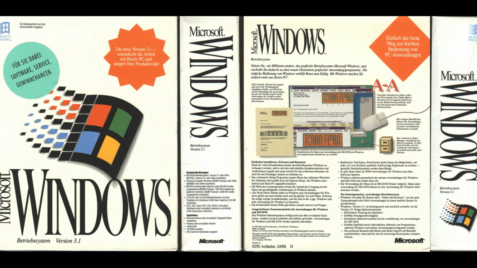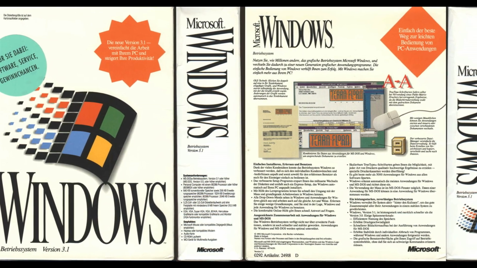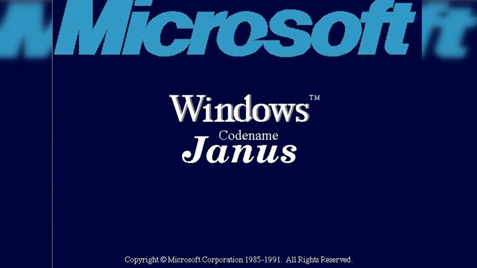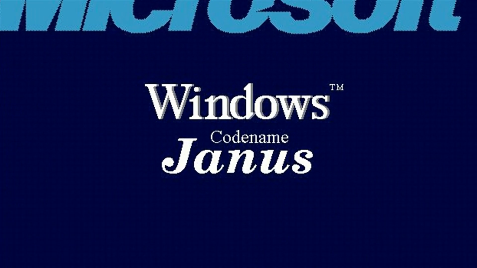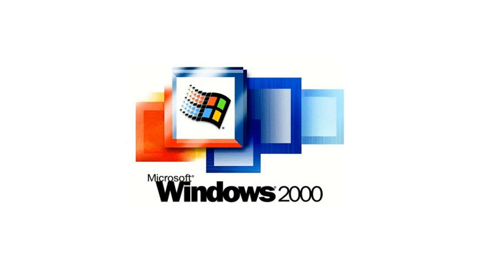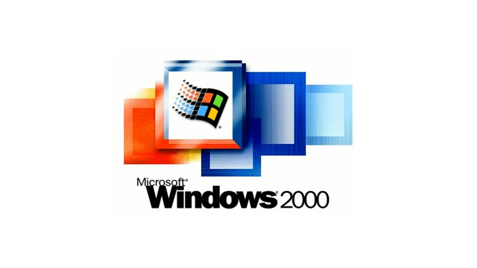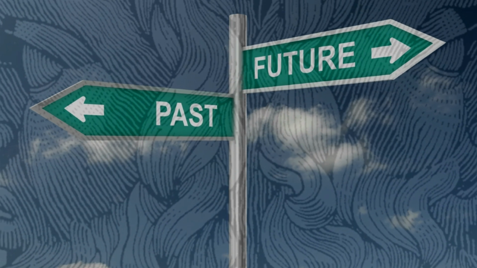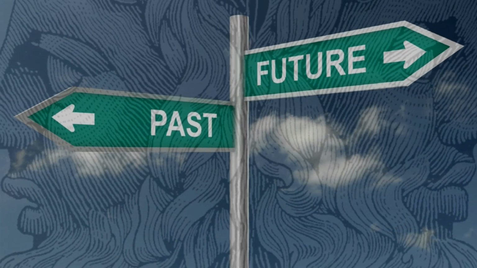For example, did you know that the codename for Windows 3.1 was named after Janus, the Roman god of beginnings and transitions? For whatever reason, Microsoft decided to reuse the same codename for the 64-bit version of Windows 2000. To give the story a bit more meaning, this might easily have something to do with the fact that in Roman mythology, Janus was depicted as having two faces, one looking to the future and one looking to the past.